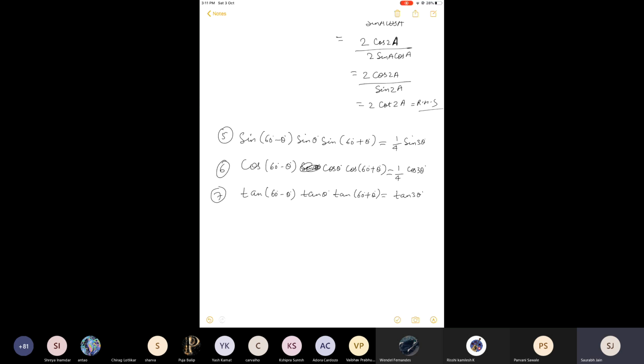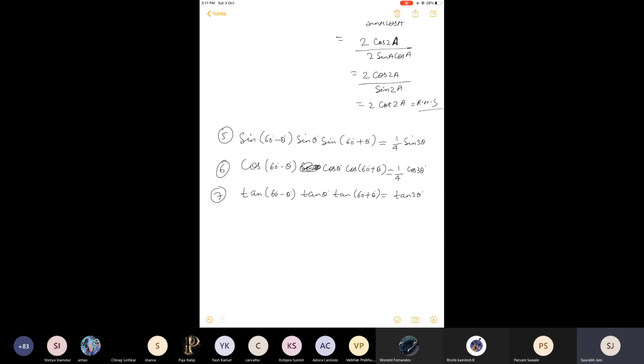I will prove one of them, that is the fifth one. In the fifth one we have everything in terms of sin, so the answer is coming in terms of sin only. Whatever proof I use in the fifth one, similar will apply to the sixth. And if I divide the fifth result by the sixth one, I will get the seventh result. Why? Because sin x upon cos x is tan x. So sin 60 minus theta upon cos 60 minus theta becomes tan 60 minus theta, sin theta upon cos theta is tan theta, and sin 60 plus theta upon cos 60 plus theta is tan 60 plus theta.